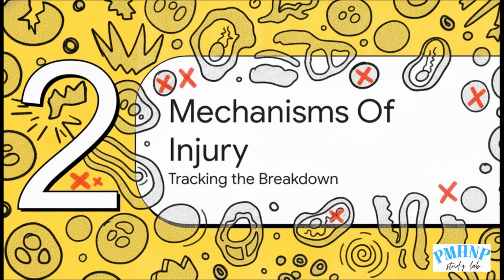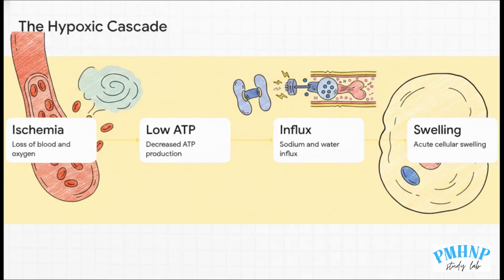Moving to Section 2. Diagnosis, mechanisms of injury, tracking the breakdown. Okay, if you take away one thing today, make sure it's the hypoxic cascade. Hypoxia, that sheer lack of oxygen, is the absolute most common cause of cellular injury, and it's usually driven by ischemia, meaning a drop in blood supply. So what happens? Well, without oxygen, the mitochondria completely halt ATP energy production, and without that ATP, the cellular sodium-potassium pump just fails. Potassium leaks out, while sodium and water freely flood right into the cell. This massively distends the endoplasmic reticulum and causes acute, catastrophic cellular swelling.